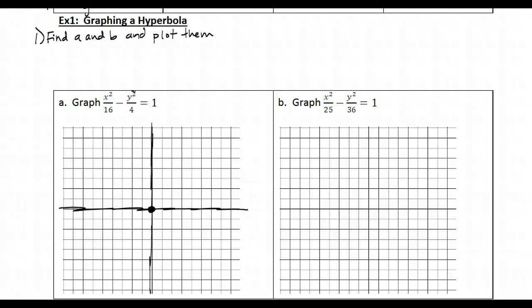Now, the a value is always the one with the positive variable. So this time x squared is positive. So I take the square root of 16 to get the a value. And that also means that because it's with the x, in the x direction, I'm going to go 4 units either way. 1, 2, 3, 4, and those are going to be my vertex points. So my vertex points are at plus and minus 4, 0.